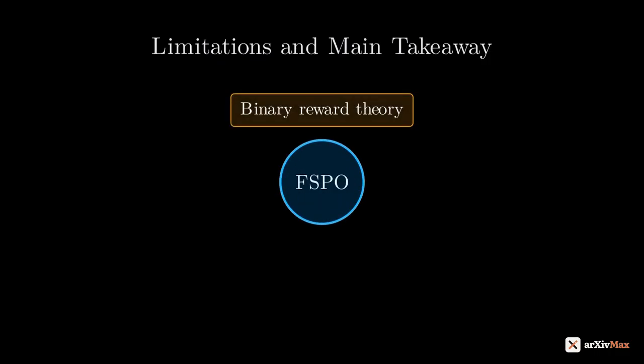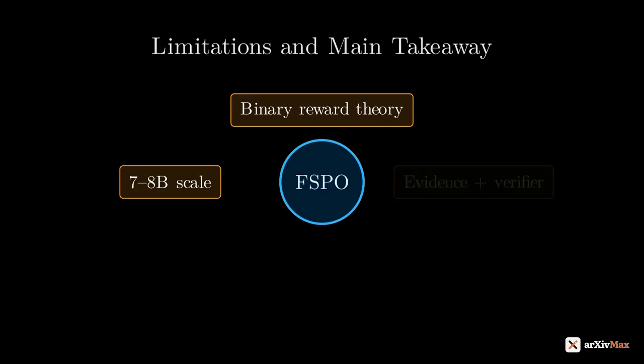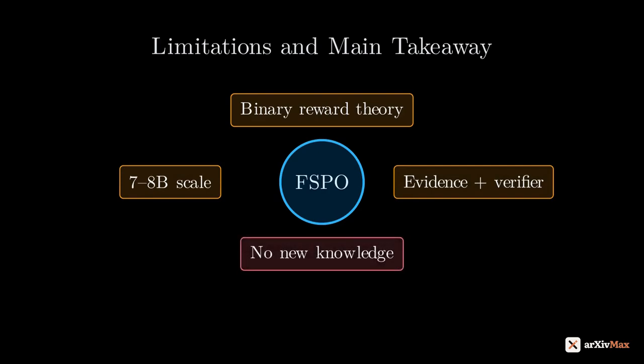The theoretical analysis assumes binary rewards, though the intuition likely extends. Experiments are limited to 7 to 8 billion parameter models, leaving larger scales for future work. The method requires external evidence and a reliable verifier, which may not be available for all tasks. Also, FSPO does not add new knowledge, it only encourages faithfulness to provided evidence.